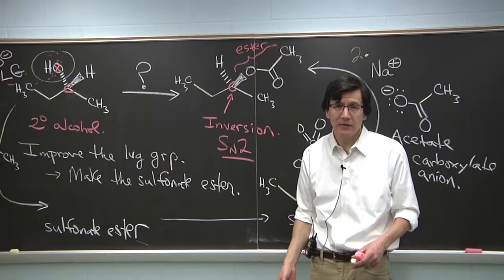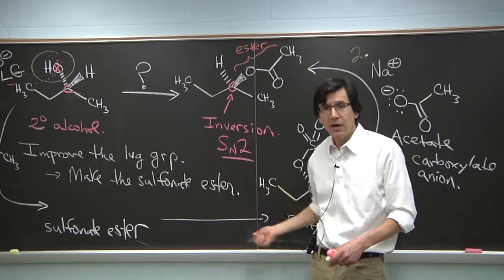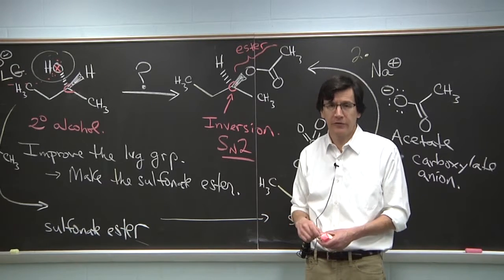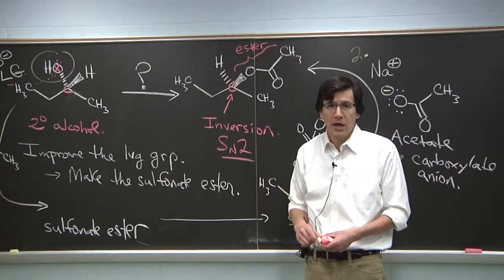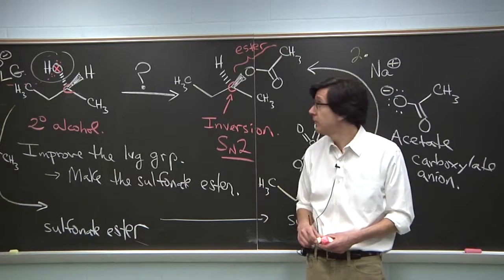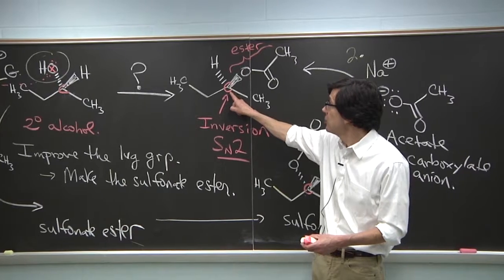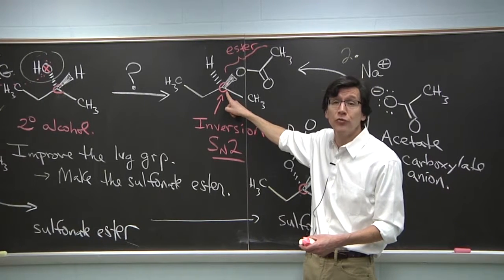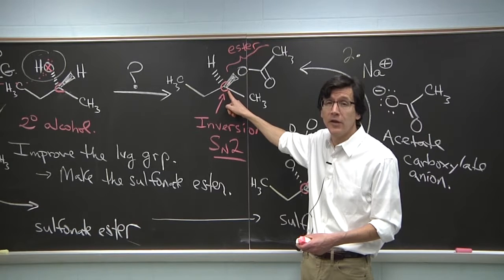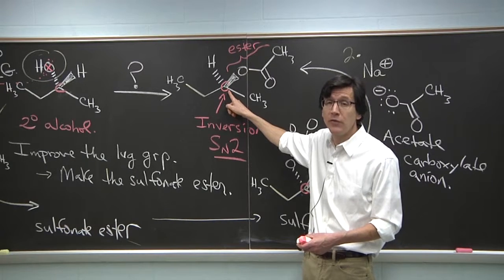however many steps it takes. This is a general approach for improving the leaving group by making the sulfonate ester from an alcohol. And the thing that really gave us a hint that an SN2 reaction was going to be involved was the observation that we needed to have inversion at this carbon. So be on the lookout for reactions that are telling you, hey, we need inversion, and an SN2 reaction might be involved.